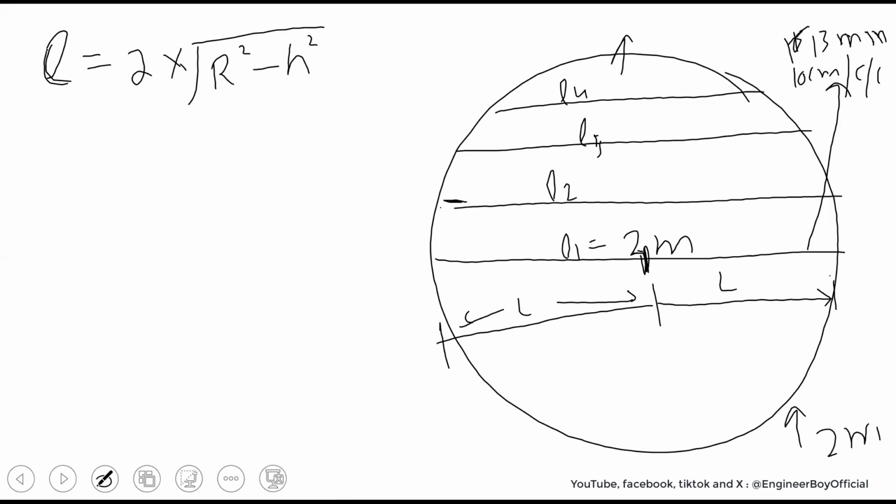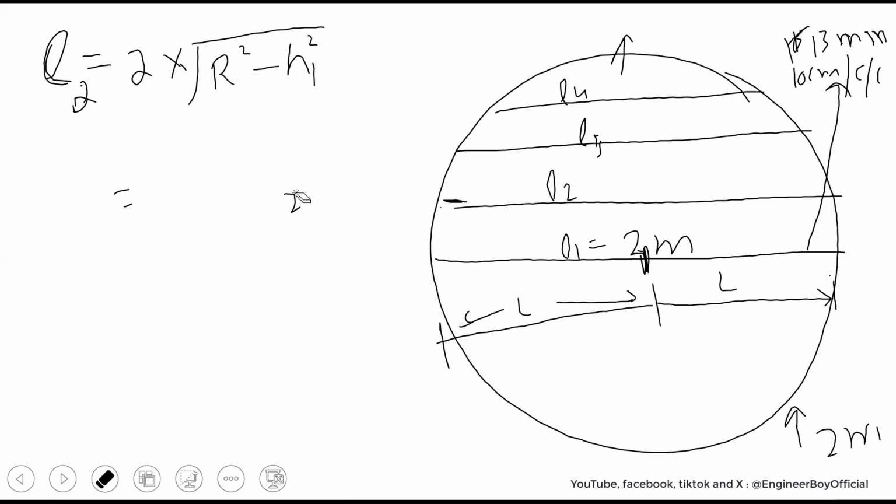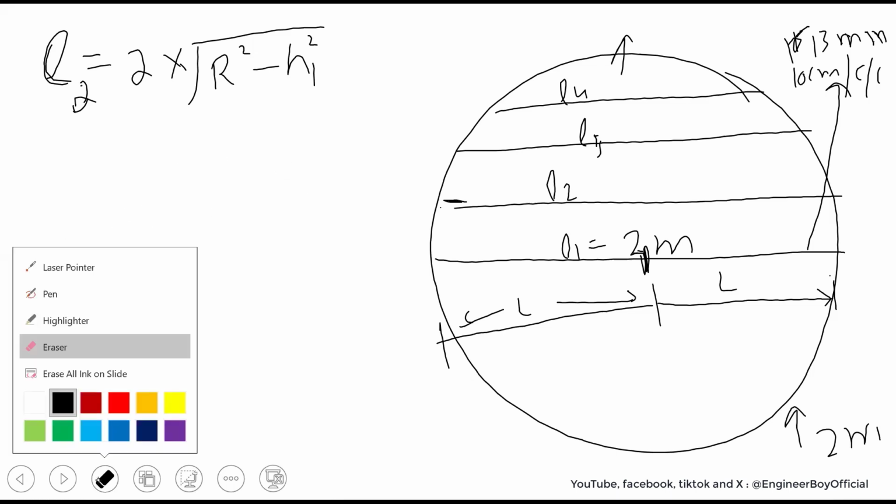Now, in order to determine L2, as you can see, the radius is the same for each L. However, H is different for every bar. For L2, the H can be H1. For L3, I'm going to write the formula in this form, R square minus H2 square. For L4, the formula is R square minus H3 square, and so on. Let me make it a little bit more clear.